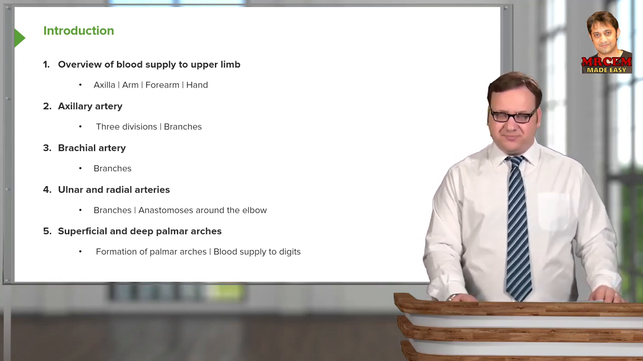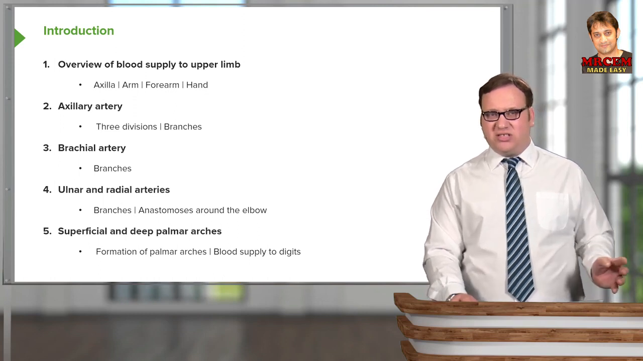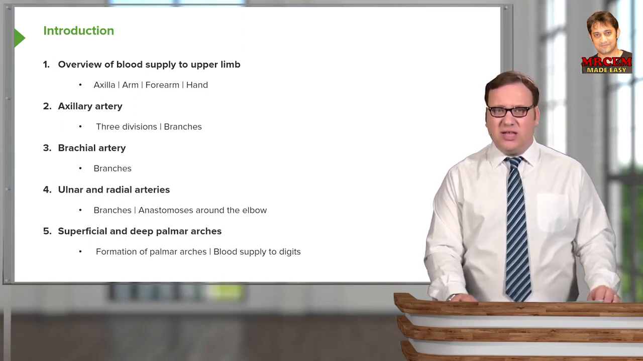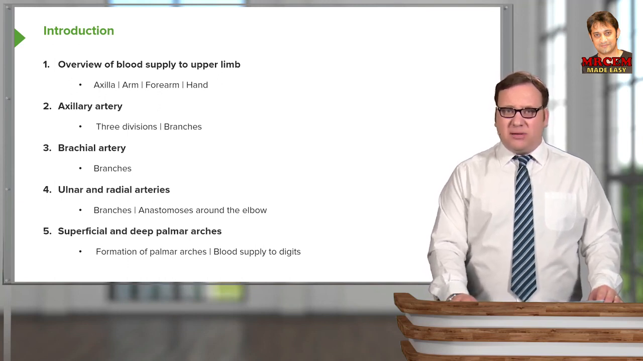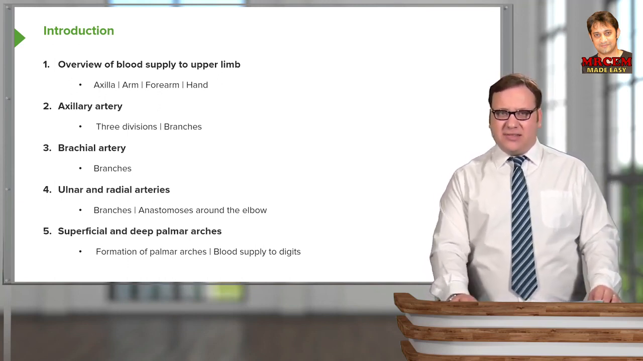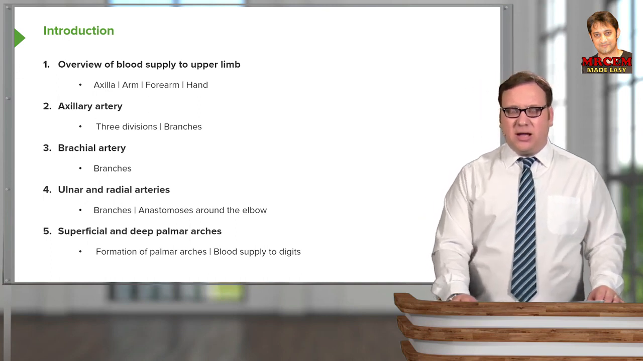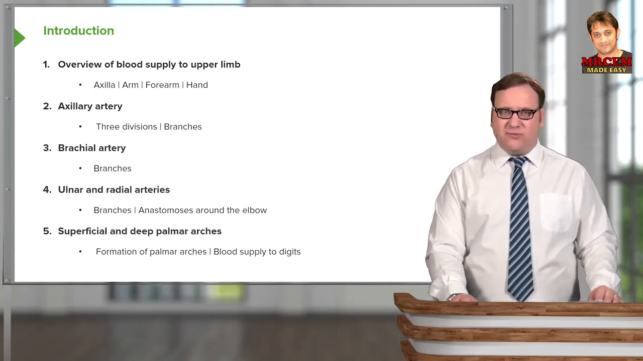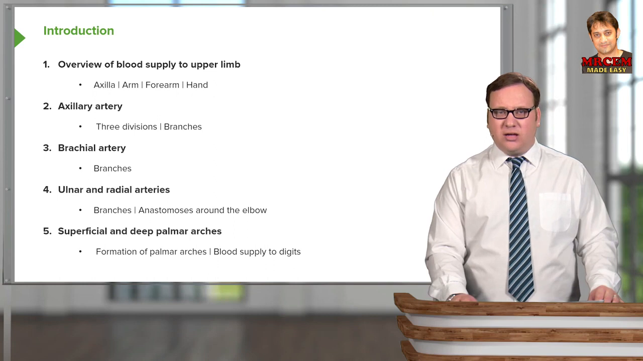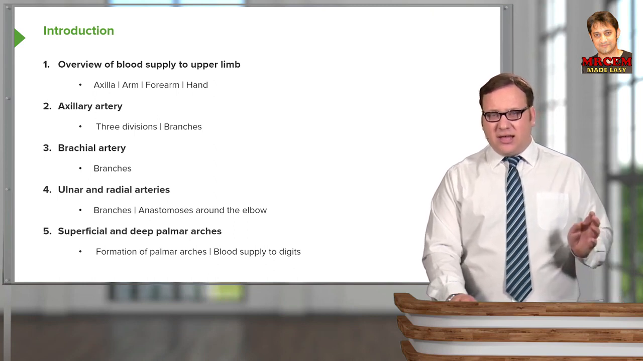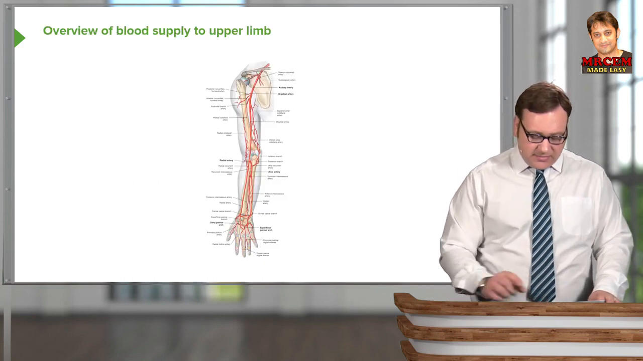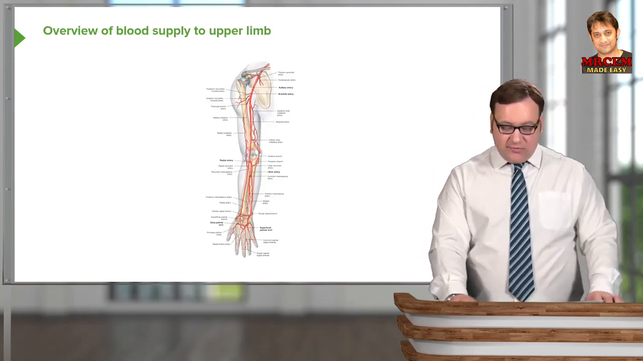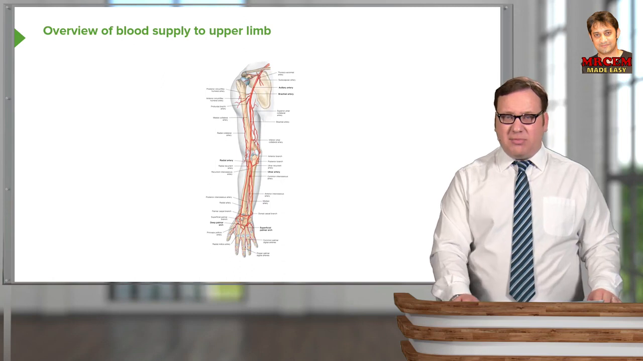We'll look at the ulnar and radial arteries, the branches that come off these, and also the anastomoses they form around the elbow. We'll then look at the blood supply to the hand and the superficial and deep palmar arches, how they're formed from the radial and ulnar arteries, and how they give rise to blood vessels that supply the digits.